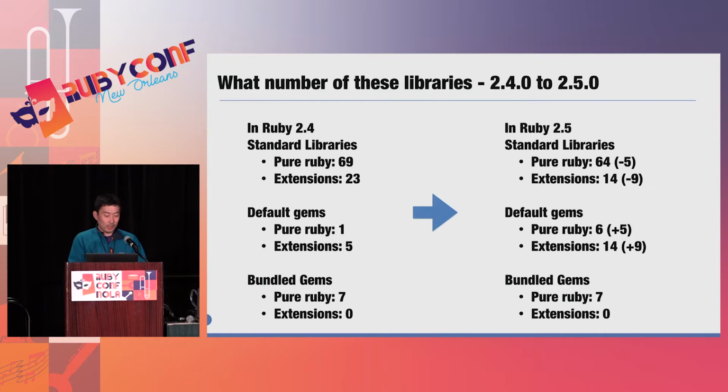This is a trend of the number of standard libraries of the Ruby language. In Ruby 2.4, of 105 libraries, nearly all are standard libraries. However, in Ruby 2.5, 14 libraries are going to be default gems, and the ratio of standard libraries is about to drop below 80%.